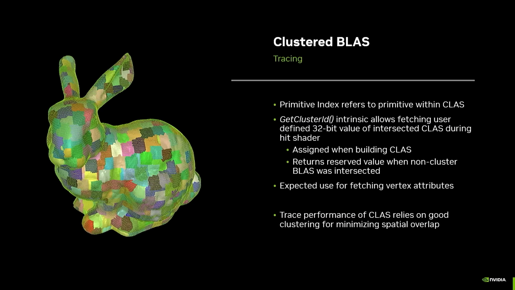Here you can retrieve a 32-bit user-defined value that you've provided when you construct the CLAS. So it's up to you what this value means. But we expect you to somehow use this value to fetch your vertex attributes or other data you need when you hit an object in your scene that you normally use your BLAS and primitive index for. If you call this intrinsic and you've hit a non-clustered BLAS, so a more traditional triangle BLAS, we will return a predefined value, so you can use that to check whether you've hit a cluster or not.